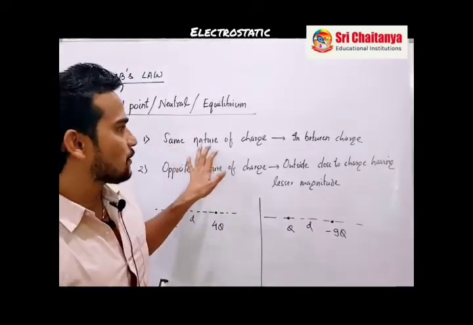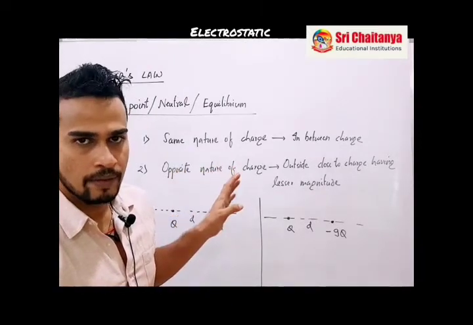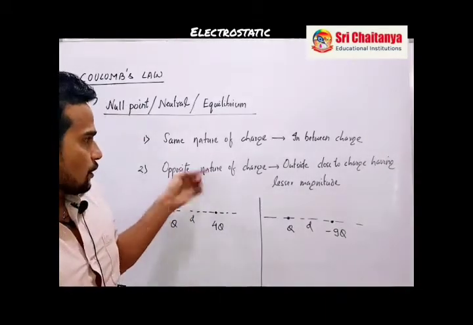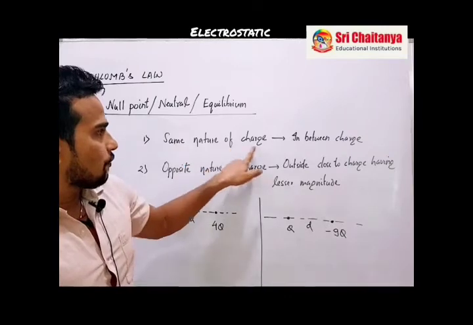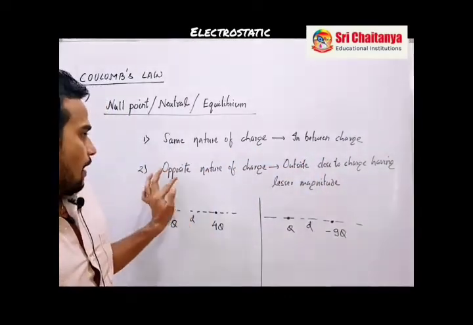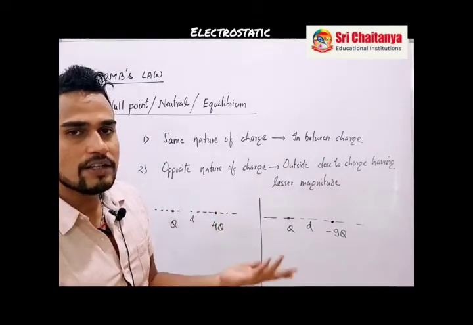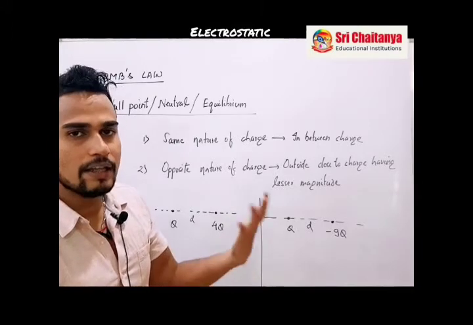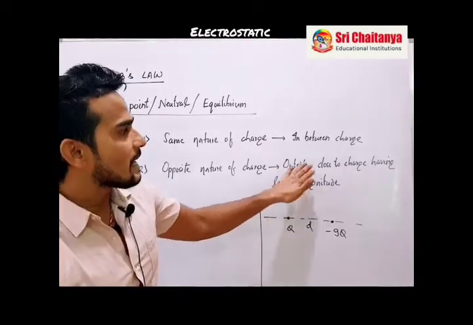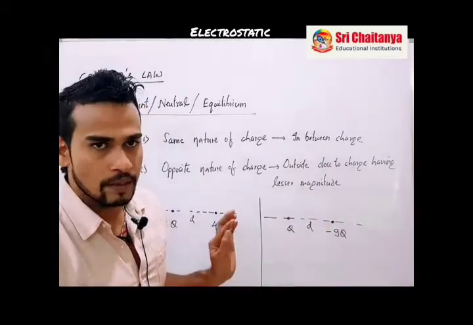So if charges are of the same nature, for example both charges are positive or both charges are negative, the null point will exist between the charges. That is the first point. If charges are of opposite nature, for example one charge is positive and the other is negative, then the null point will not exist between the charges. It will exist outside the charges, outside the charge having lesser magnitude. So this is the rule.